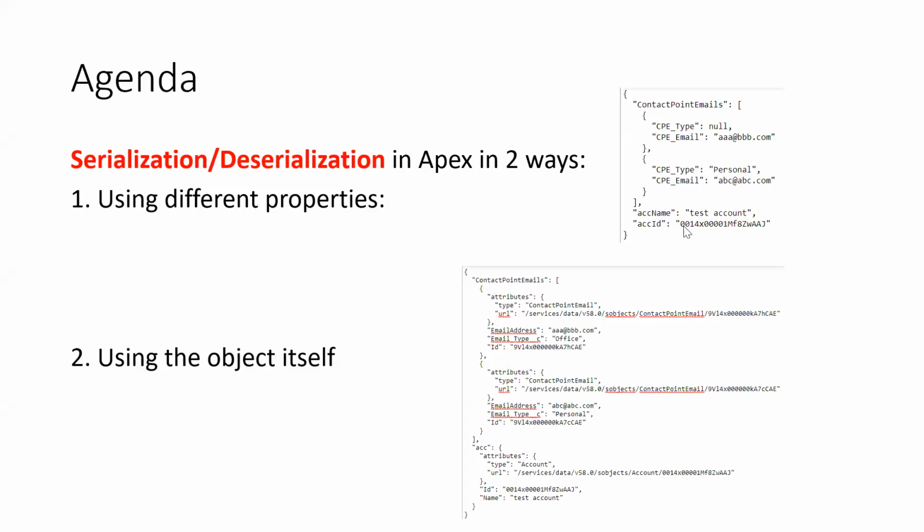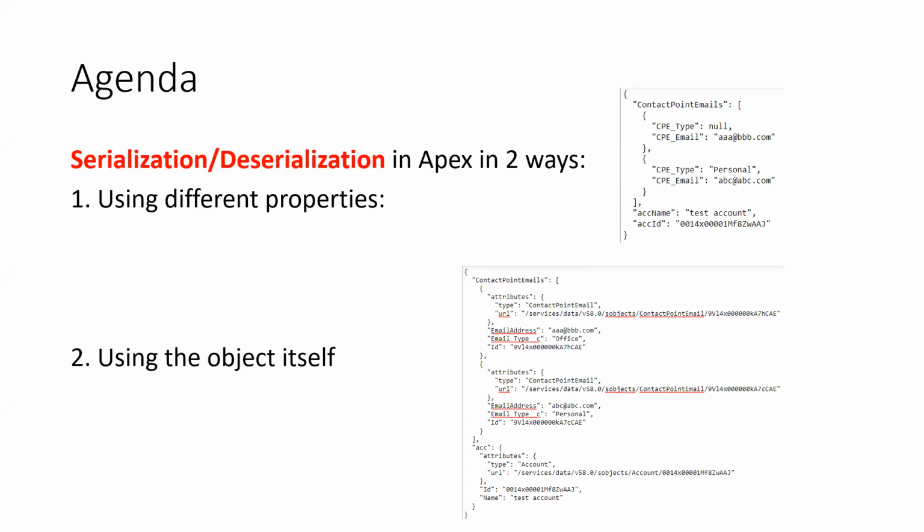Hi everyone. So today's agenda is learning about how to do serialization and deserialization in Apex, but we are going to do this in two different ways. So what do I mean by two different ways? So these are the two JSONs that I've created. Now you know that we serialize and deserialize JSON, right?